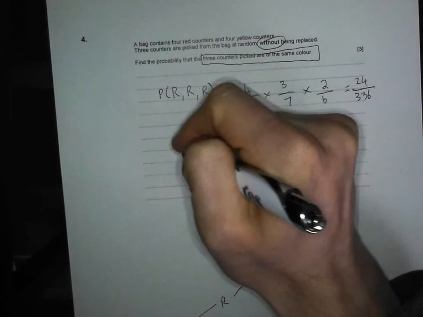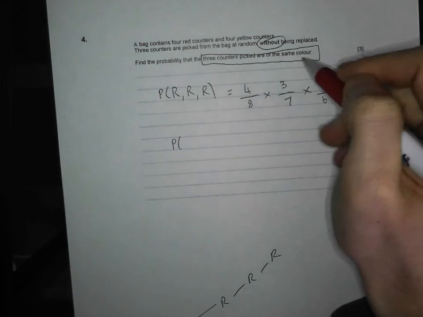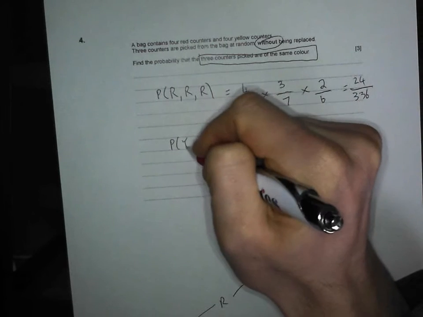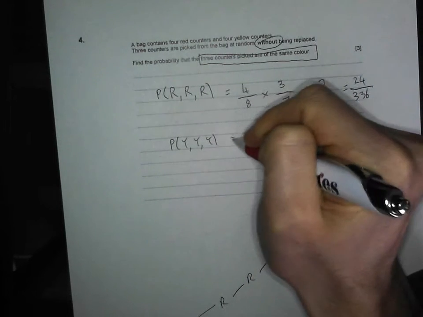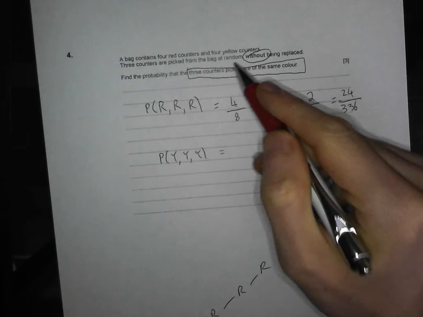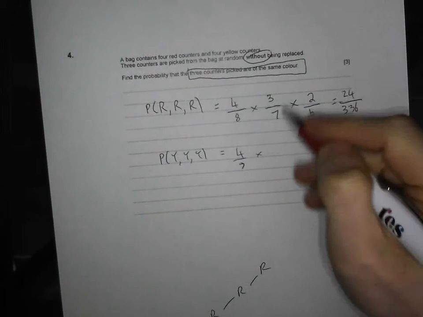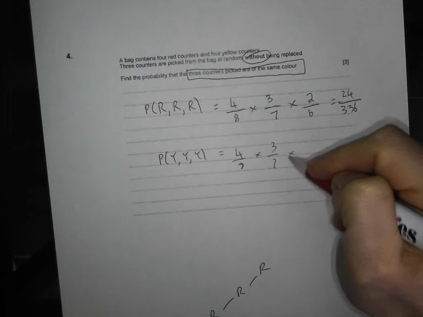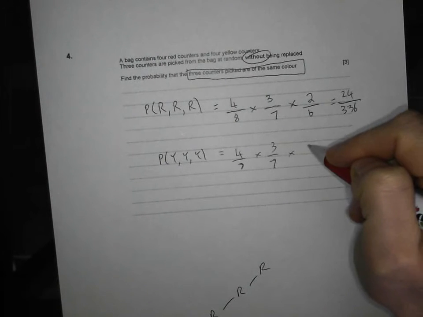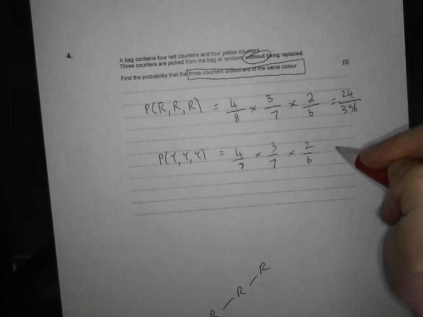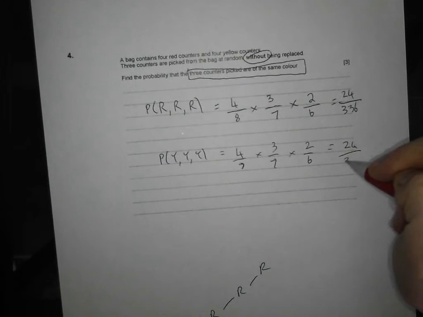Now, what's the probability of them being the same colour if it's yellow, yellow, yellow? Well, this is good news. You're going to like this because there's 4 yellows out of 8. If your first pick's yellow, then there are only going to be 3 yellows out of 7. And if your second pick was yellow, then for your third one, there's only going to be 2 out of 6. That's going to be exactly the same, 24 out of 336.